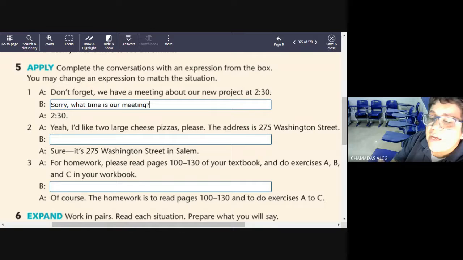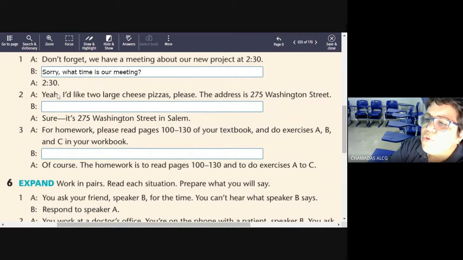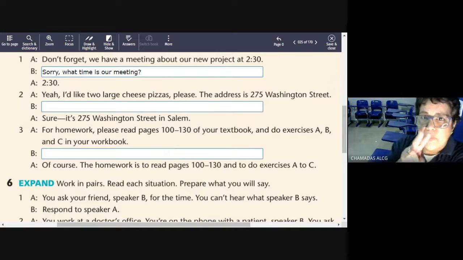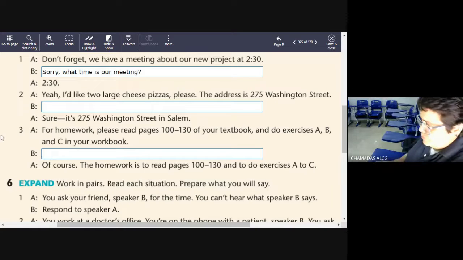Okay, you're checking just a detail, which is important, of course, right? Now, I will ask you to do numbers 2 and 3. Okay, so I will time you in this one here, 2 minutes. Okay, let's go.